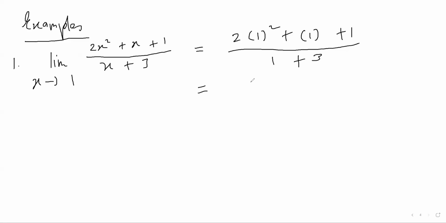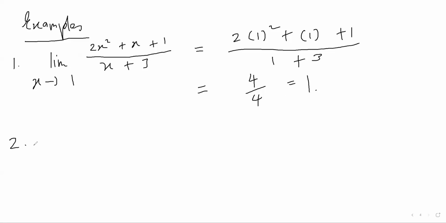So now this will give you 2 plus 1 plus 1, which is basically just 4 at the top, because it's 2 plus 2. And at the bottom is 4 because it's 1 plus 3. So it's 4 divided by 4, which is equal to 1. So the limit of this rational function as x approaches 1 is simply equal to 1.